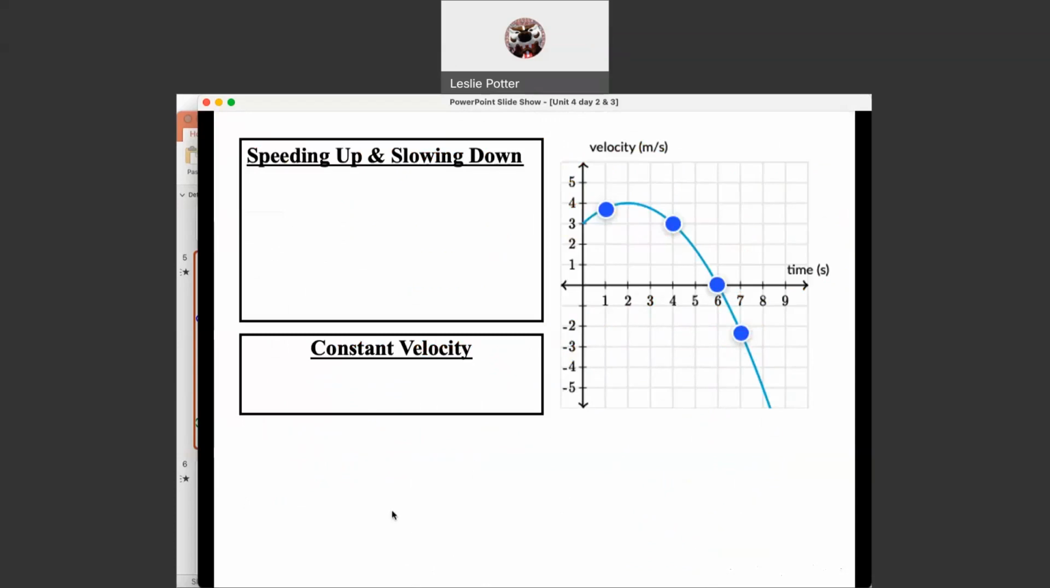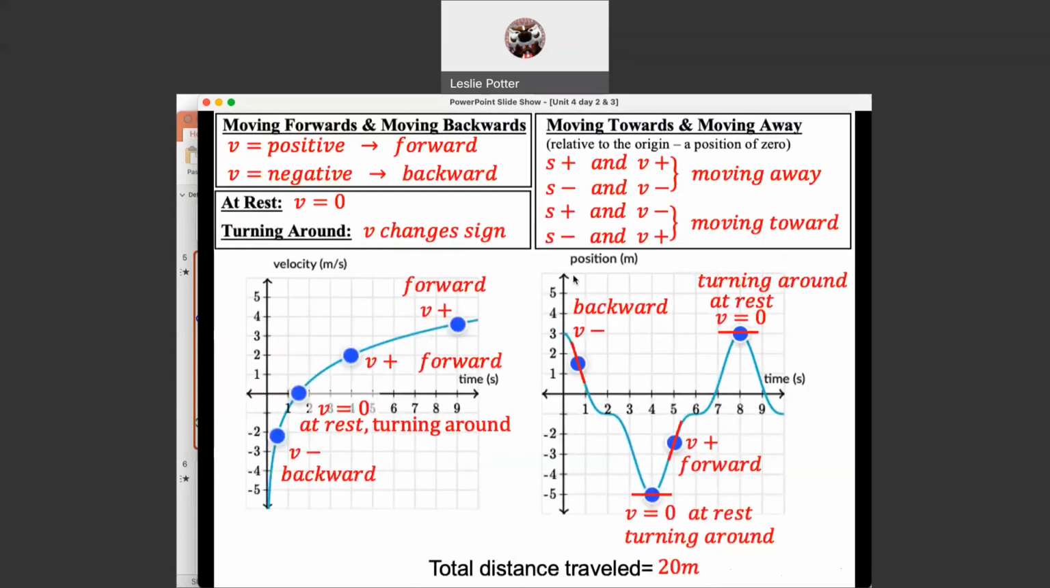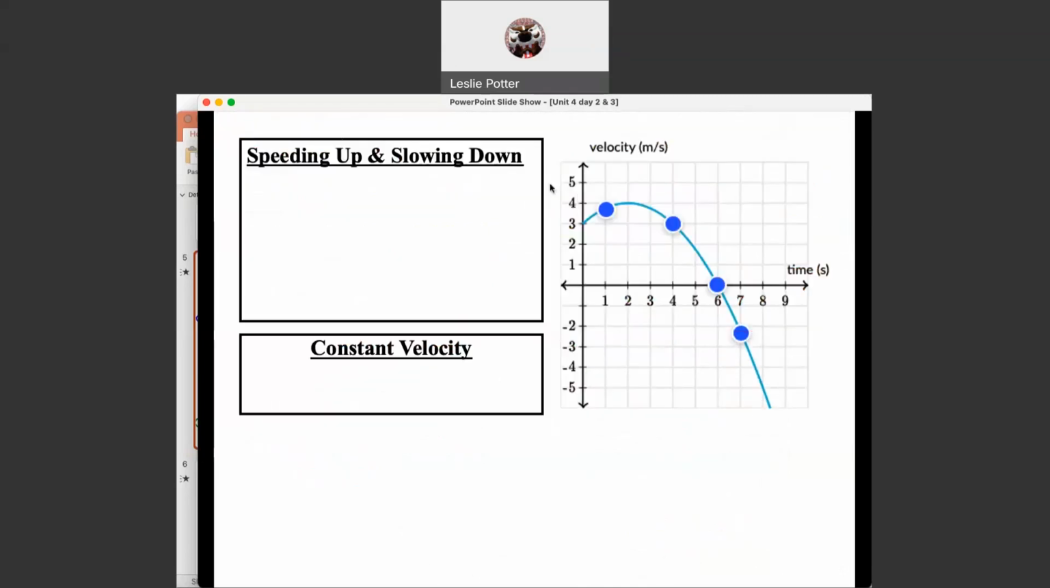Speeding up and slowing down is a two-step process, kind of like towards and away. We have to look at position and velocity. So speeding up and slowing down, we've got to look at velocity and acceleration. If the velocity is positive and the acceleration is positive, we're speeding up. Same if the velocity is negative and the acceleration is negative, we're also speeding up. Think about this as going in the positive direction and being pushed in the positive direction. So it's going to cause you to get faster.